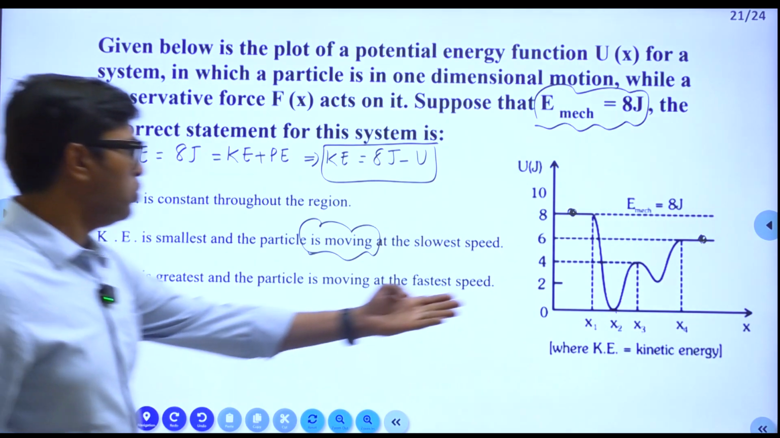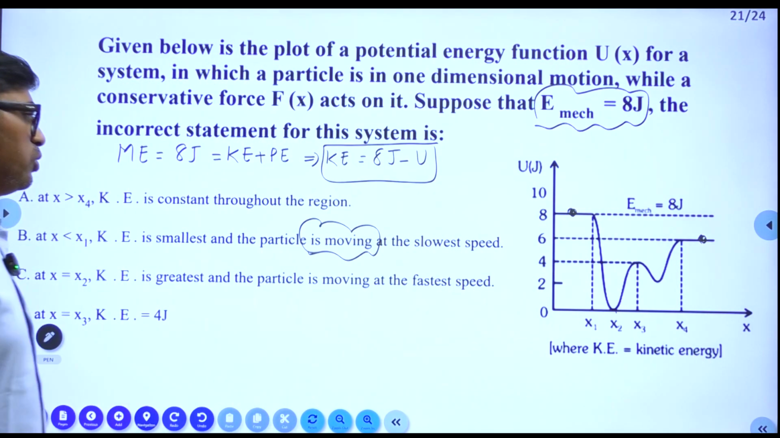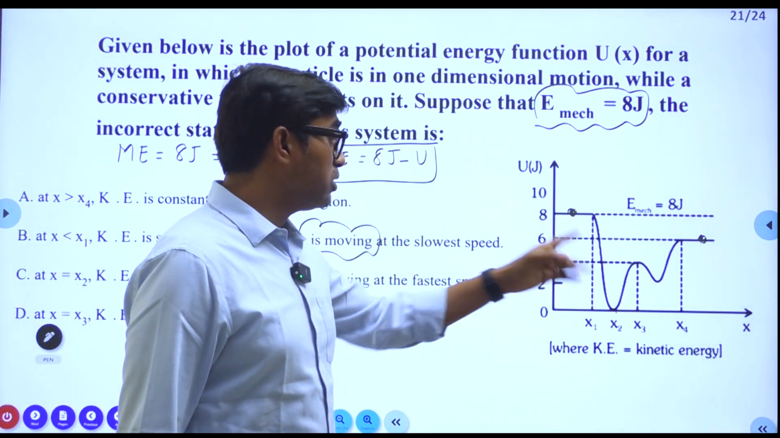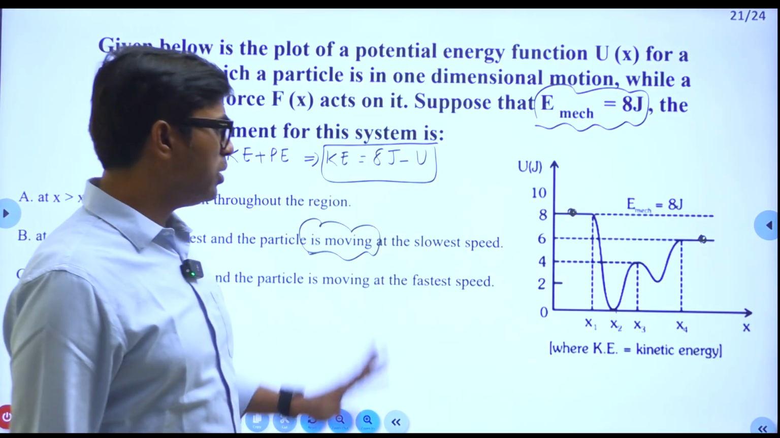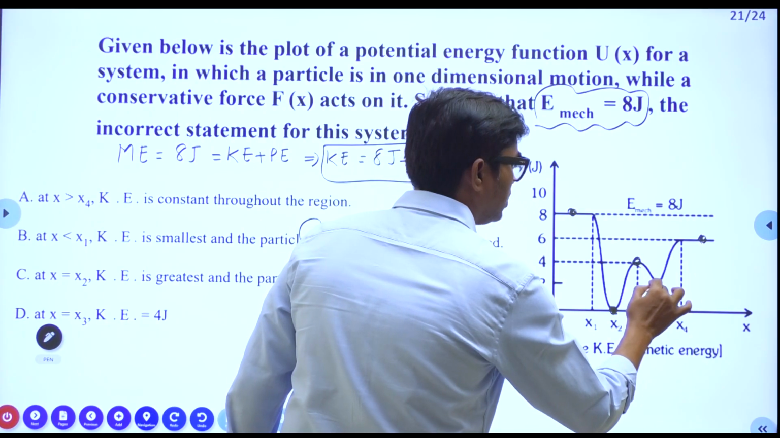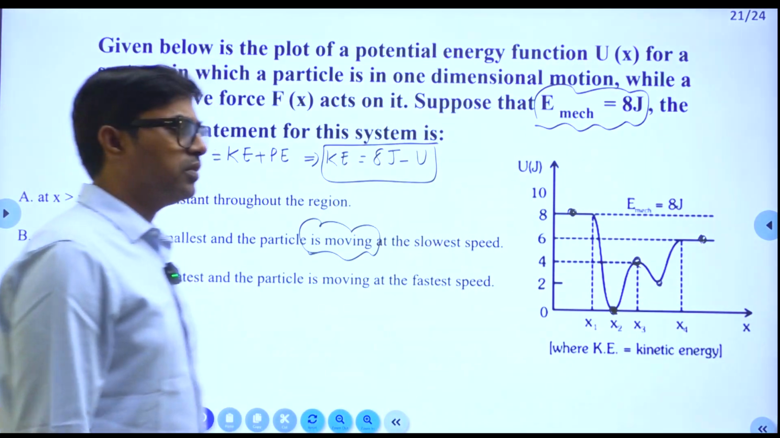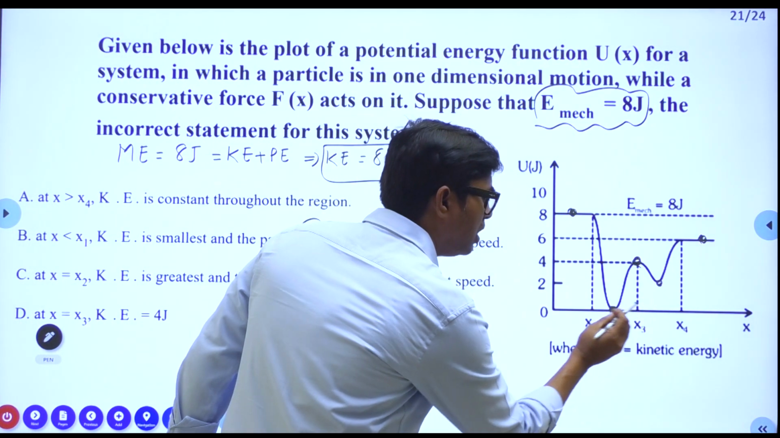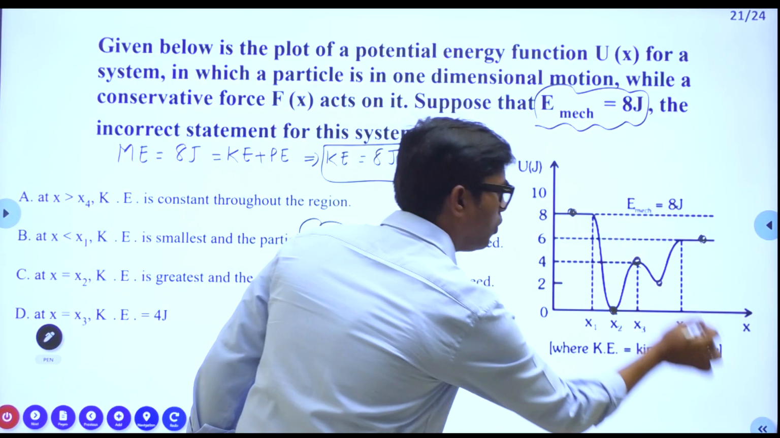KE equal to 4 joule because potential energy is 4 joule and KE is 4 joule, and at that point force will be 0 because slope is 0 there. So it's an equilibrium. This is unstable equilibrium. This is stable equilibrium. If you oscillate it slightly, it will oscillate here. But if you disturb it, it will fall off.